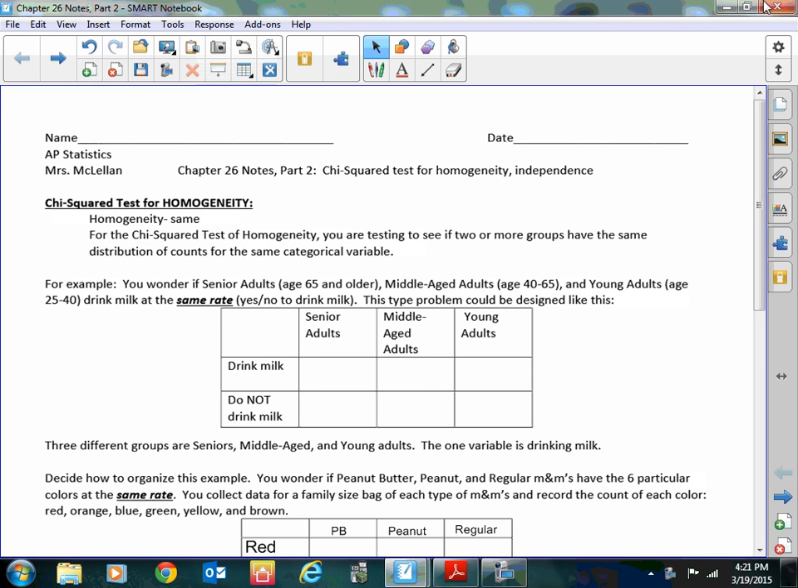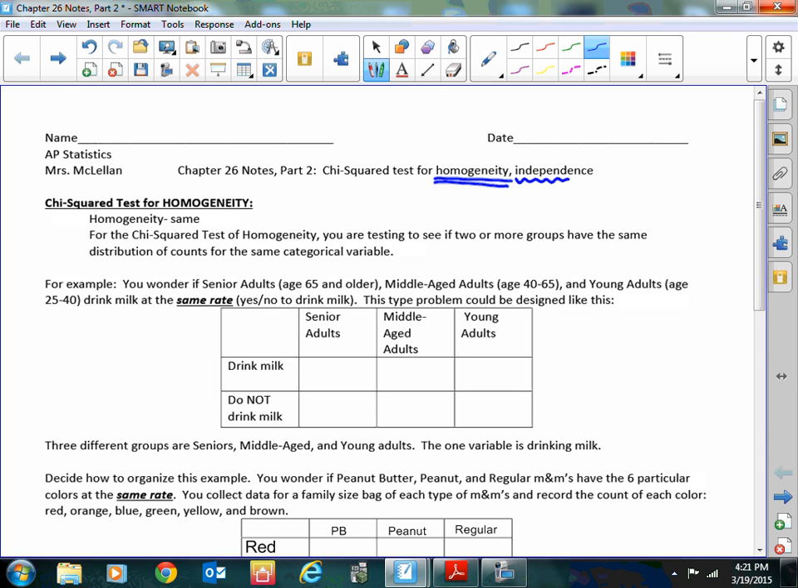Okay, we're going to go ahead and do a new test, still in the chi-squared family. It's just an extension to the chi-squared goodness of fit. And so we're going to start today with the chi-squared test for homogeneity. And next class, we're going to do the independence portion of this. By the way, this is on page 10 in your chi-squared packet, your chapter 26 packet.